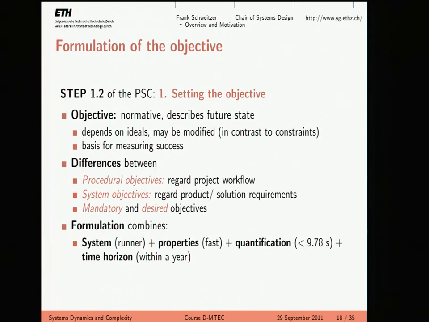In the most simple way, you can define objectives in the following algorithm, if you'd like. The system has to have certain properties within these specifications in the given time frame. For example, I'm a runner, I want to be fast, fast meaning I want to run 100 meters in less than 9.78 seconds, and I want to be able to do this in 1 year. But of course, you can come up with more realistic examples. I want to have a product which is cheap, whatever price, in 2 years, for instance. So this is a generic way to formulate objectives.